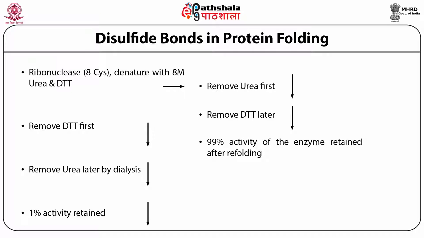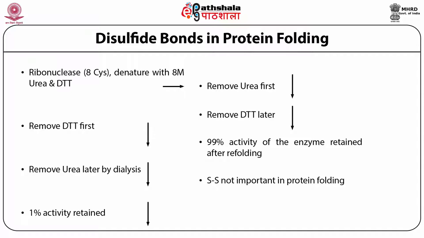If you allow the disulfide bridges to form first, you get only 1% of activity. If you allow the disulfide bridges to form after the protein is folded, you almost get 100% activity. That clearly indicates the SS bond is not important in protein folding, maybe in the stability.